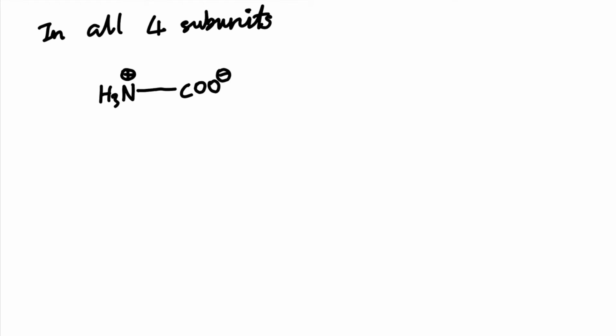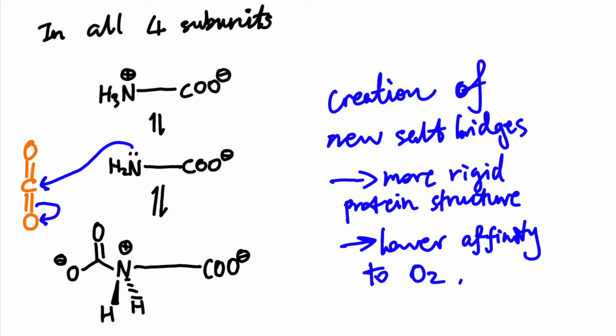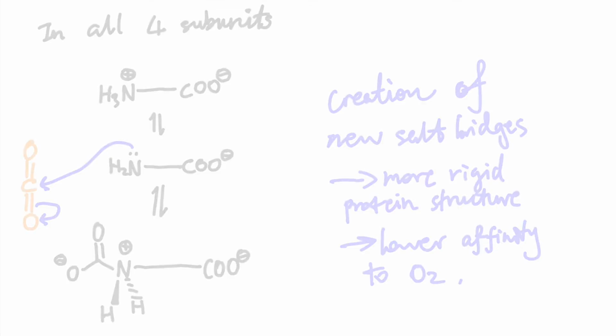Another important effector is carbon dioxide. The N-termini of all 4 subunits are the binding sites. This reaction brings a new negatively charged group to the N-termini. It creates new salt bridges that make the hemoglobin molecule more rigid and therefore results in lower affinity to oxygen.